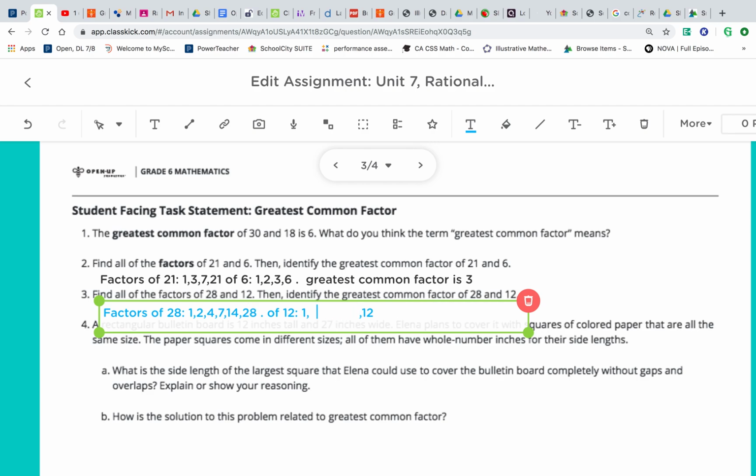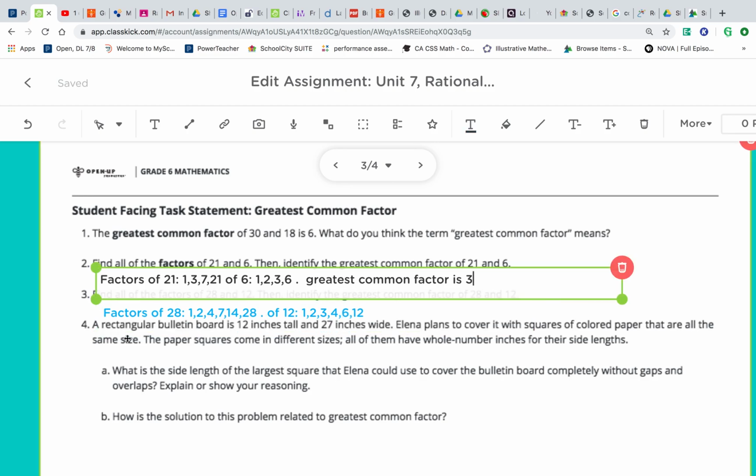What else are factors of 12? 12 is an even number, so 2 is a factor: 2 times 6. That's 12. All right, what else is a factor of 12? 3 is. Yes, 3 times 4, and that is the end of our list of factors for 12.